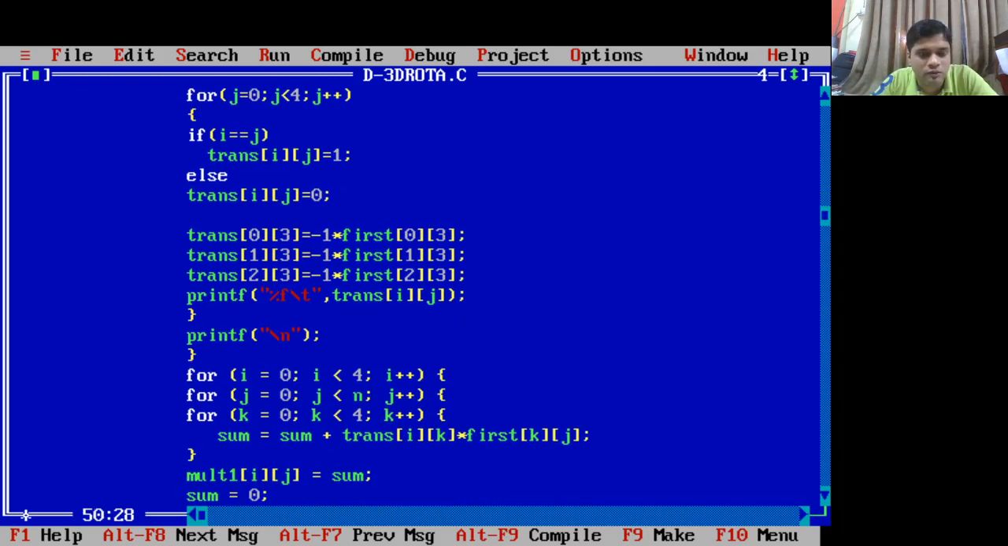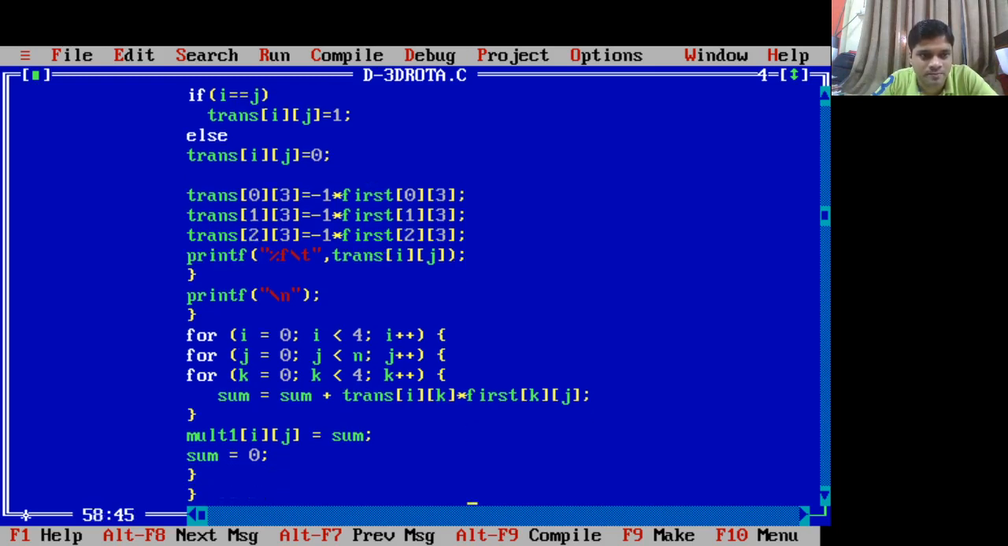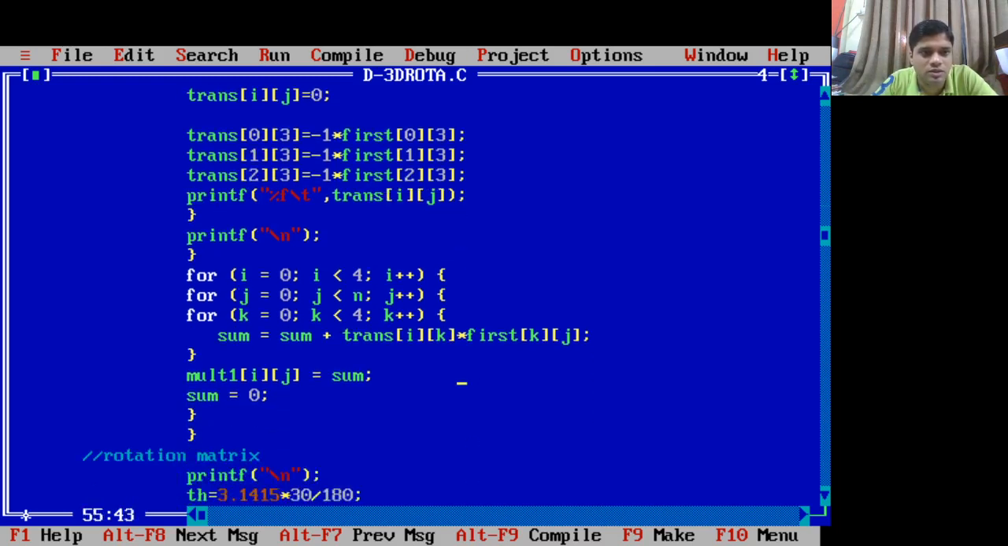I require three for loops, and I will ensure the matrix order is maintained: the first matrix number of columns is equal to the second matrix number of rows. So here I have trans of i k multiplied with first of k j, and then I carry out this matrix multiplication. The answer is initially stored in sum, and then I assign sum to mult1. So the object matrix pre-multiplied by the back translation matrix is now stored in the mult1 matrix.